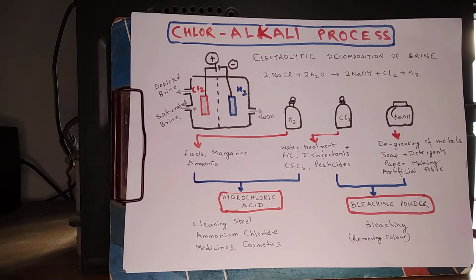When hydrogen and chlorine combine, they make hydrochloric acid, and hydrochloric acid is used for cleaning steel, for making ammonium chloride, for making medicines and cosmetics. Chlorine and sodium hydroxide react to give bleaching powder. Bleaching powder is used for bleaching. The term bleaching means removing color.